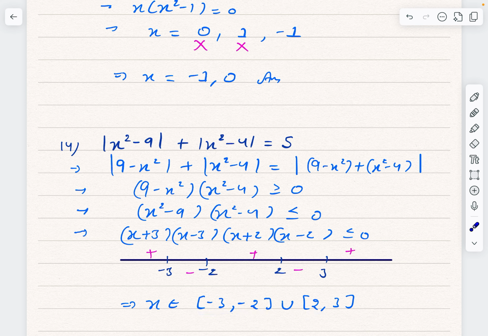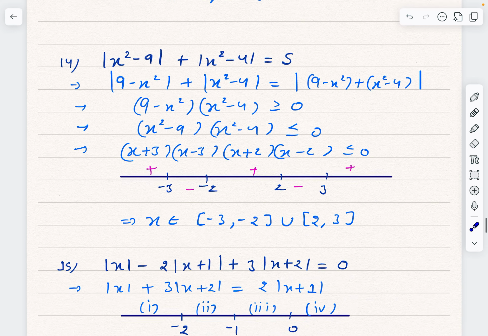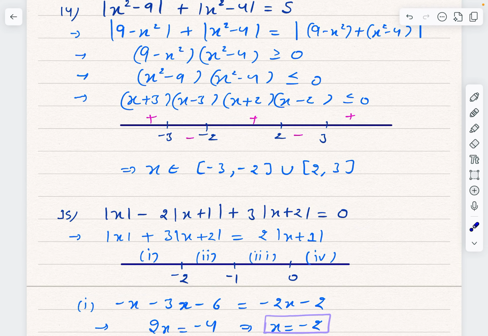I hope it is clear, guys. Next, the last problem. This last problem was a bit lengthy, so we'll discuss in detail.